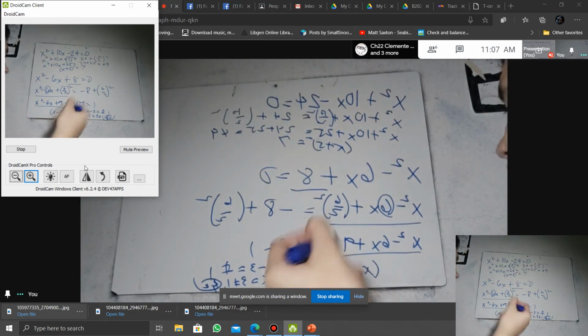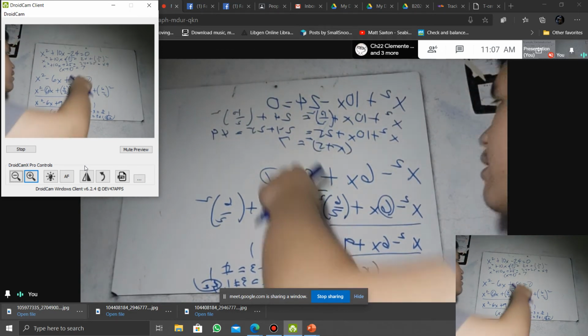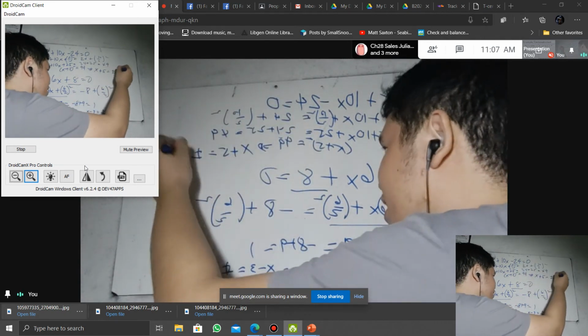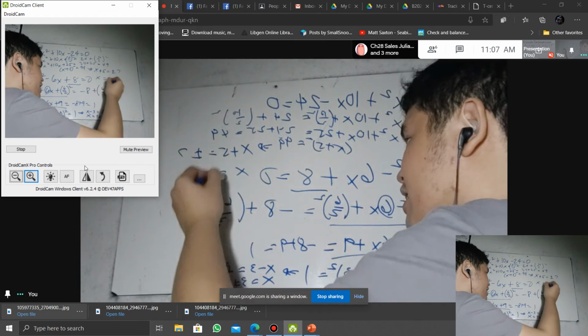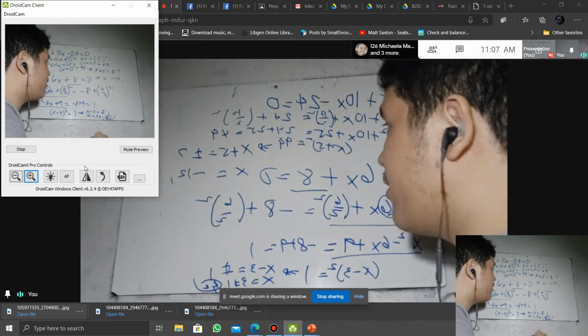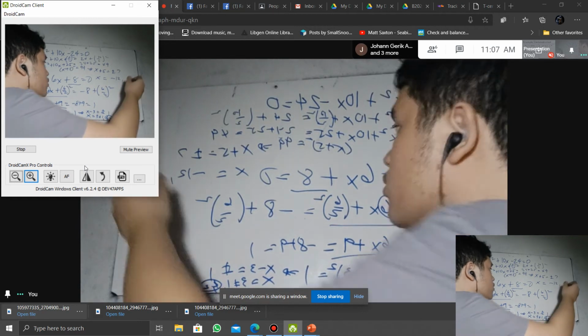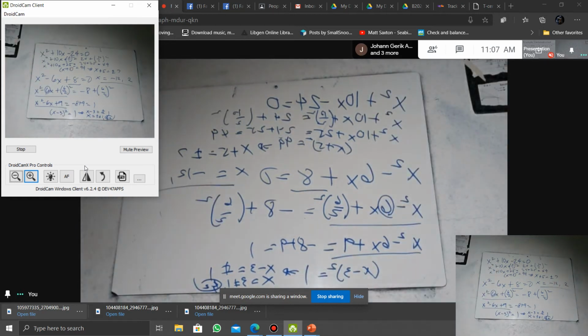Taking the square root of both sides, x plus 5 equals plus minus 7. X equals negative 12 or 2. Ayan.